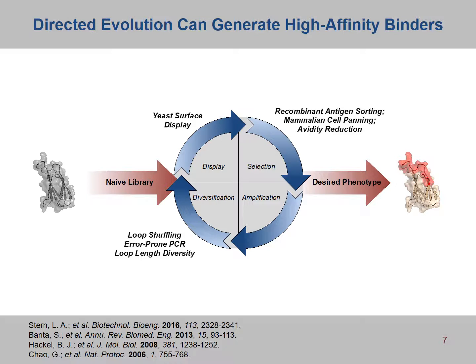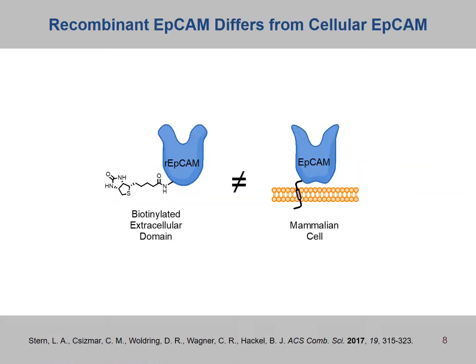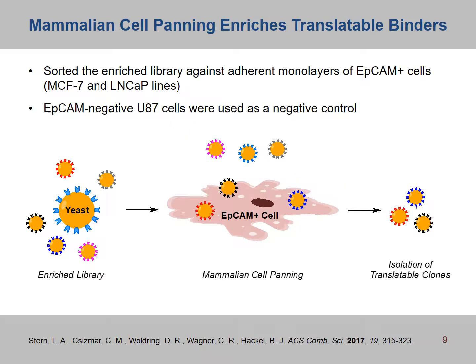Now, like many others, we started by sorting the library against recombinantly produced biotinylated EpCAM that we adhered to magnetic beads. Though we isolated clones that bound very well to the recombinant antigen, we found that they bound poorly to EpCAM expressed on cells. We felt the issue is that there must be some fundamental structural difference between the recombinantly produced EpCAM that we'd been sorting against and the way EpCAM is expressed and displayed by mammalian cells. Therefore, we turned to mammalian cell panning as our selection approach in an effort to isolate only those clones that could bind to cellular EpCAM.